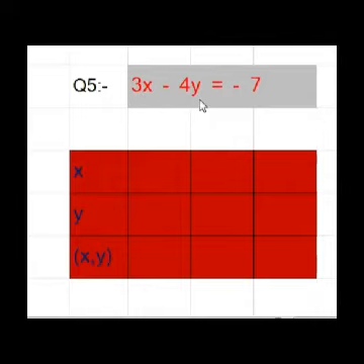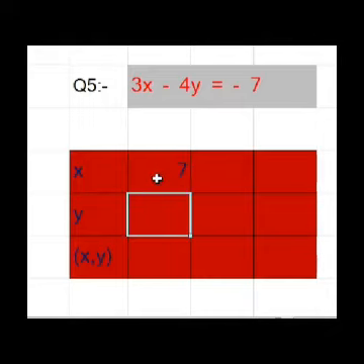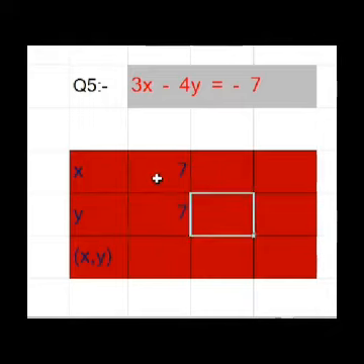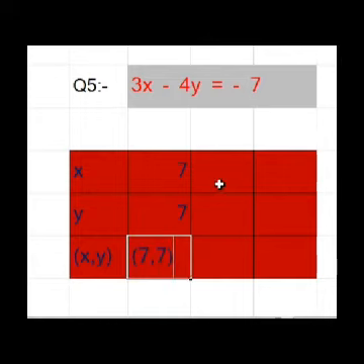In this equation, the coefficient of x is 3 and y is minus 4. The addition of 3 minus 4 is equal to minus 1. Constant minus 7 upon minus 1 is equal to 7. Put the value of 7 for both the values of x and y in the table: 7, 7.